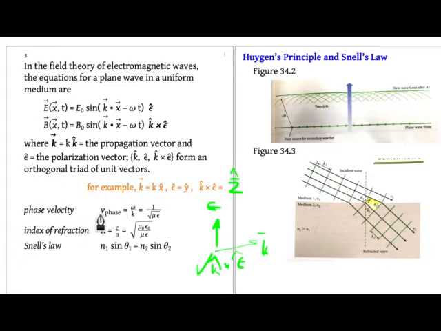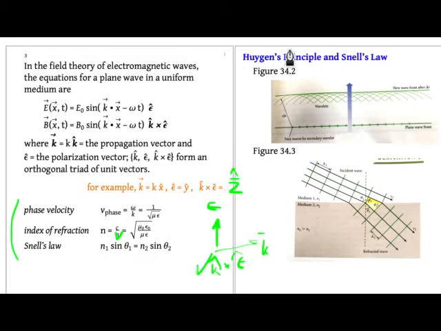Now some properties of the wave. The phase velocity, that's omega over k, is 1 over the square root of mu epsilon. The index of refraction is the speed of light in vacuum divided by the phase velocity. That's the square root of 1 over mu epsilon times the square root of mu 0 epsilon 0. And for example, Snell's law says n1 sine theta 1 is n2 sine theta 2. So these are the kind of equations we used last week. They come from geometrical optics.